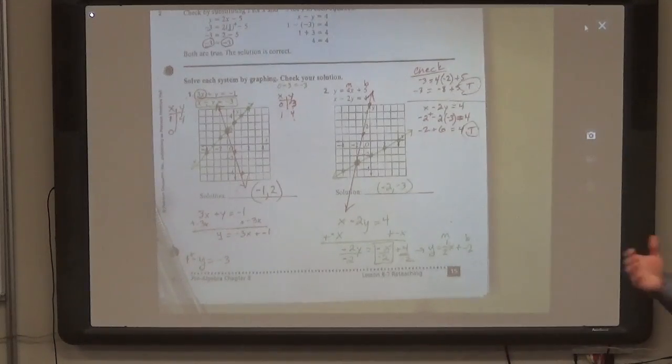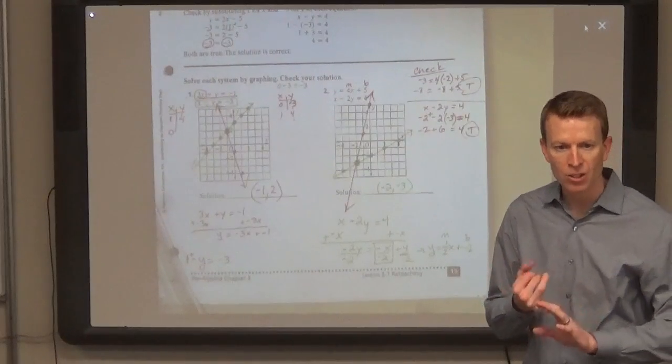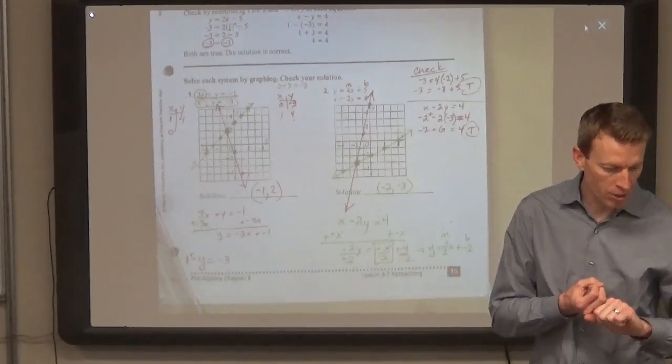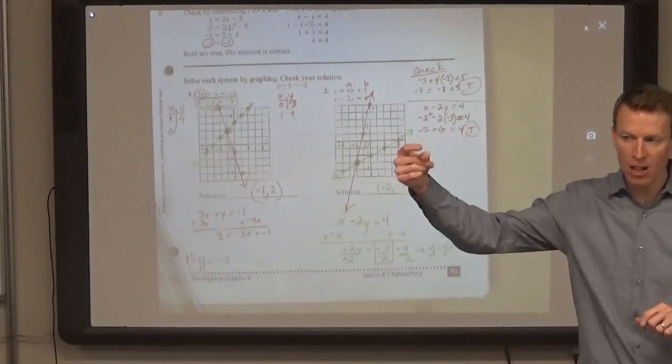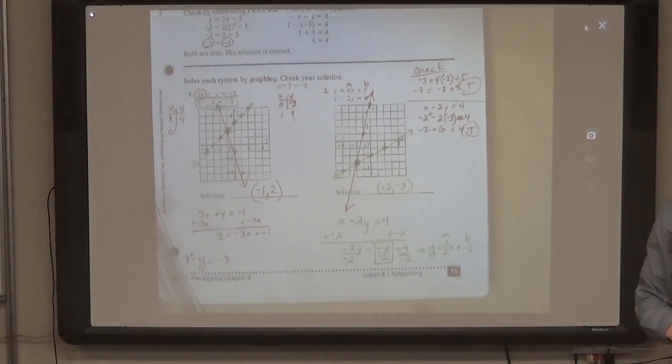So you're applying the things that you've learned and that you've quizzed on. Solving for y, graphing the y-intercept, graphing the slope and following the slope to mark multiple points, because that makes it easier to see where they cross. Okay? So, turn the paper over and do the back side.